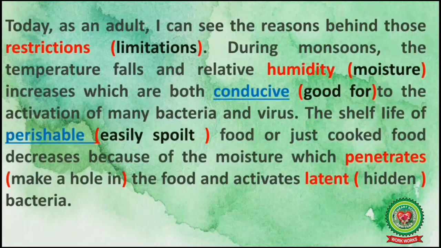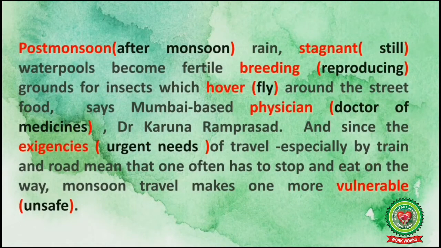Let us move to another slide. Post-monsoon rain, stagnant water pools become fertile breeding grounds for insects which hover around the street food, says Mumbai-based physician Dr. Karuna Ramprasad. And since the exigencies of travel, especially by train and road, mean that one often has to stop and eat on the way, monsoon travel makes one more vulnerable.